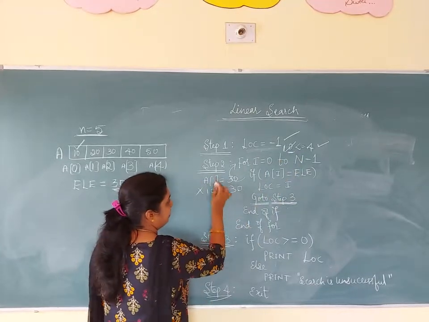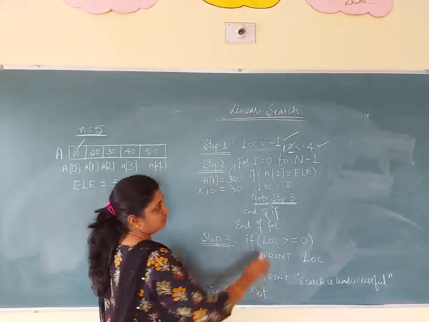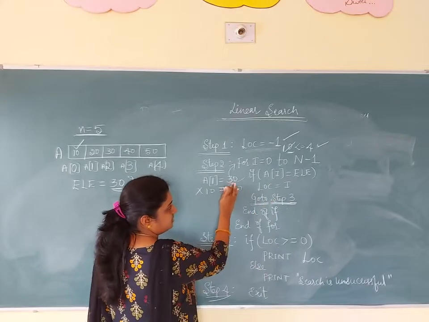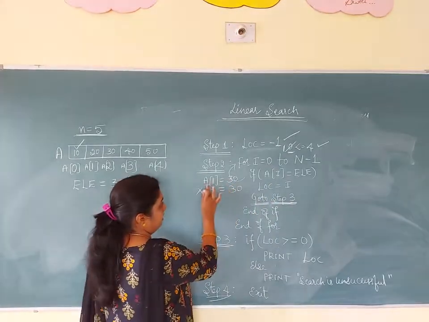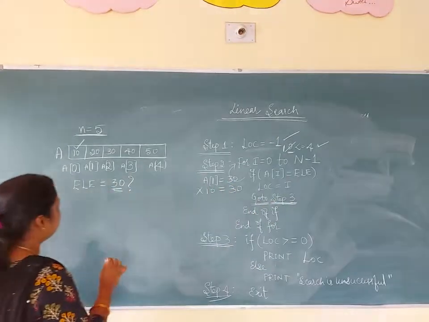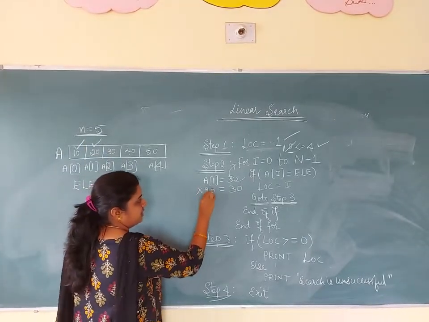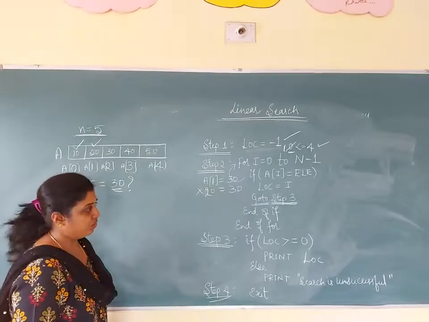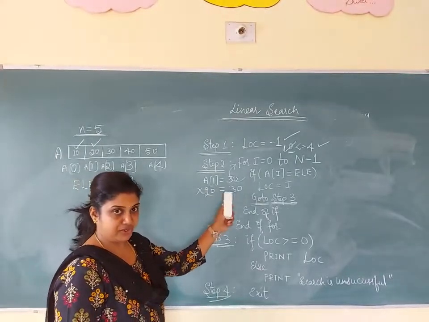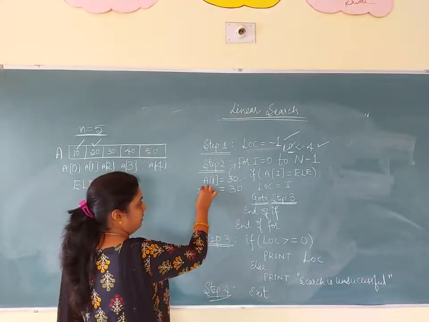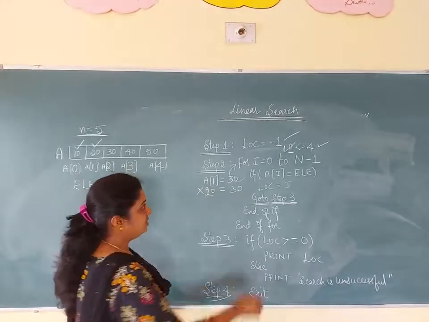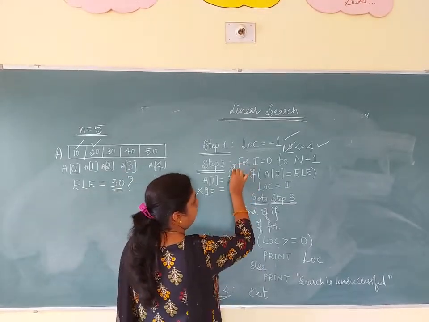So what is my i value? 1. So equal to which element do I want to search? 30. In A of 1, which element am I having now? 20. Okay, whether 20 is equal to 30? No, the condition is wrong. 20 is not equal to 30. Again, the condition becomes false. Where will it go? It will come to the for loop.